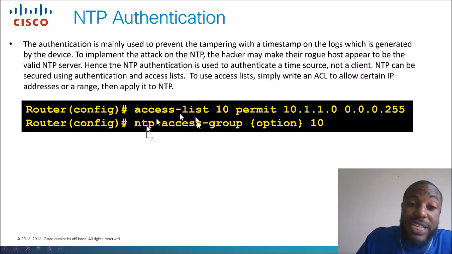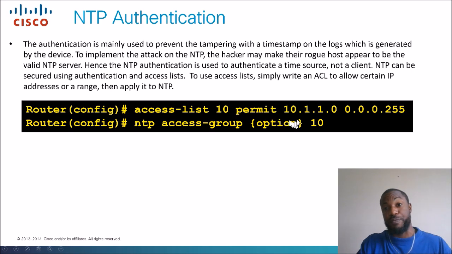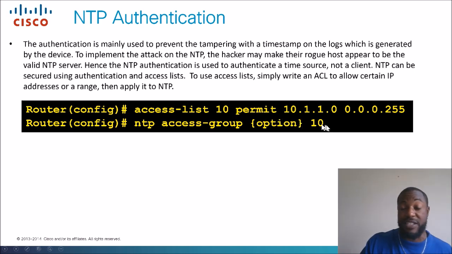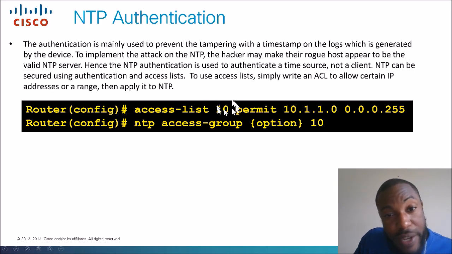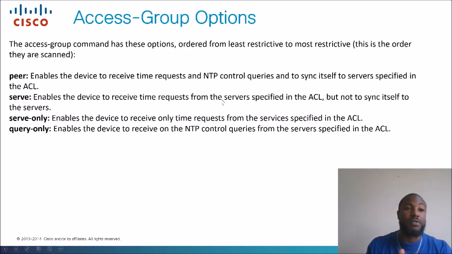And then we can do NTP access groups. Here's the configuration of it, just ntp access-group. You have options. We'll probably look at that by just hitting the question mark. This number 10 is referencing that access list right there. Access group options. Here are the options right here.